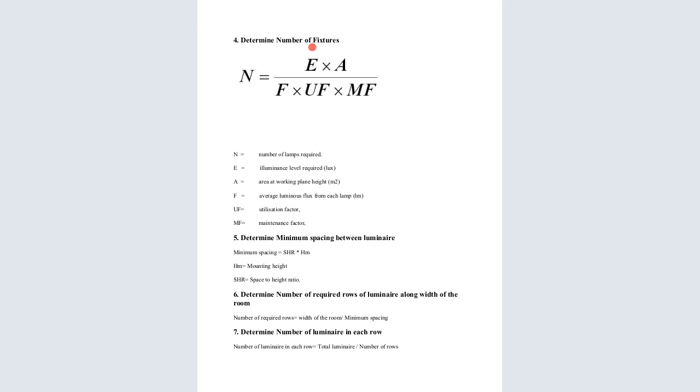So we have now determining the number of fixtures. When you want to determine the number of fixtures, the formula will be: the number of fixtures, that is the number of lighting points in a room, is determined by N = E times A over F times UF times MF. So what is N? N is the number of lamps that is required, or the number of lumens. And then E is the luminance.